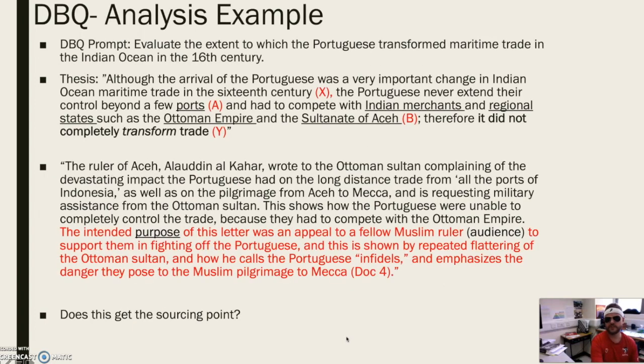So let's quickly look at an example here. Using the same prompt, same thesis, and for document 4, the same evidence. So now let's look here. The intended purpose of this letter was an appeal to a fellow Muslim ruler to support them in fighting off the Portuguese. And this is shown by a repeated flattering of the Ottoman Sultan and how he calls the Portuguese infidels and emphasizes the danger they pose to the Muslim pilgrimage to Mecca.